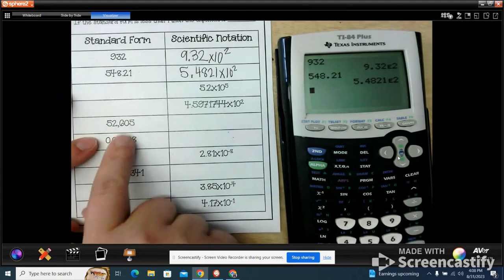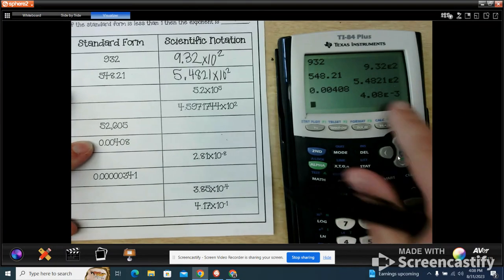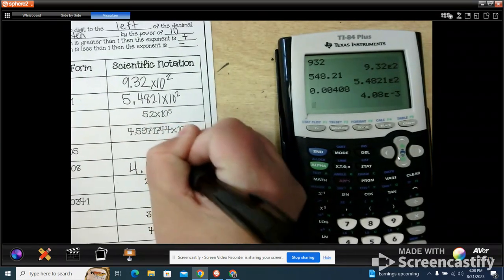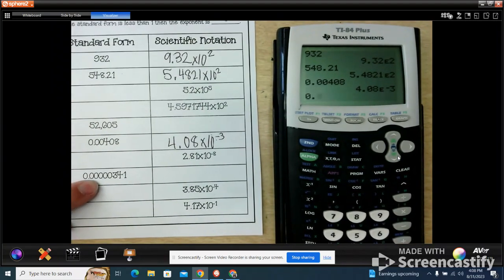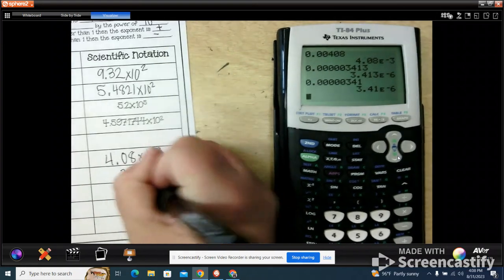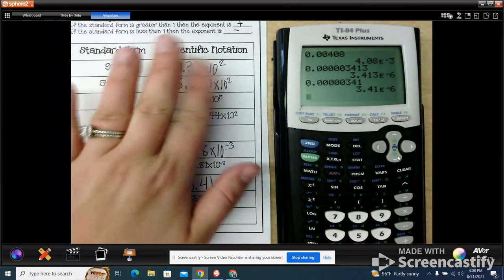All right, so let's do one with lots of zeros. So we have 0.00408. And then this one's going to pop up a negative exponent. So 4.08 times 10 to the power of negative 3. And then we have 0.00000341. And so we get 3.41 times 10 to the power of negative 6. So that is how you go from standard to scientific form.